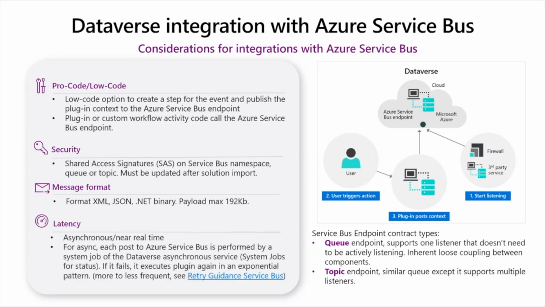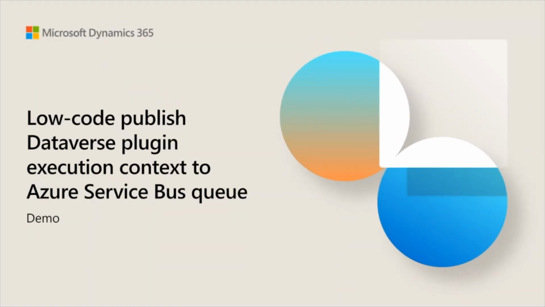For latency, integration with Service Bus is asynchronous. Plugins registered will notify the asynchronous service through a service endpoint notification service request, and that will post the current request data context to the Azure Service Bus. You can monitor these requests from the System Jobs view. For our next demo, we will explore a scenario where we will employ Service Bus queues and Dataverse plugins.